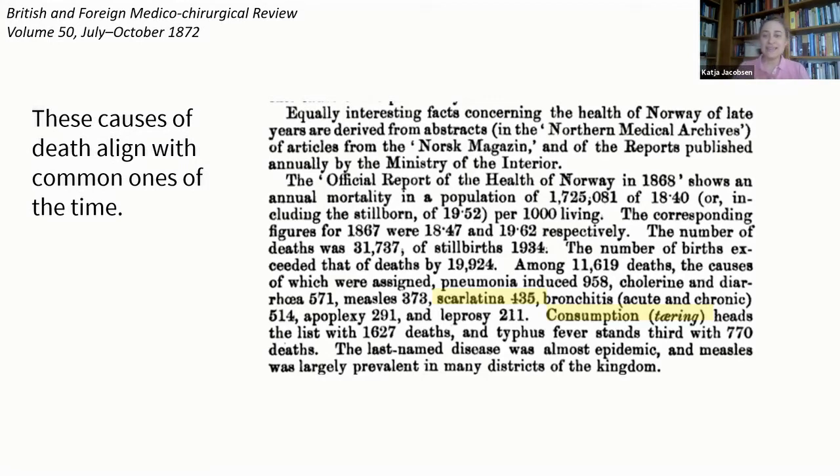And then it adds that consumption, which is an old-fashioned name for pulmonary tuberculosis, heads the list, and typhus fever stands third. So I don't know why they did this out of order, but the actual order is pulmonary tuberculosis, pneumonia, typhus, cholera and diarrhea, measles, scarlet fever. So that's a lot of infections. We just don't see registers like that in the US or Norway with any of those listed in the top 10. There's just lots of infection in the pre-antibiotic era.